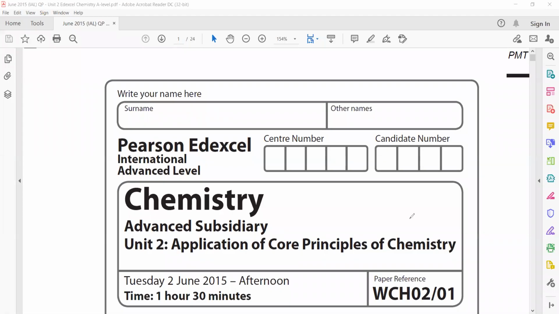Good evening, everyone. This is Unit 2 of IAL Chemistry, June 2015.